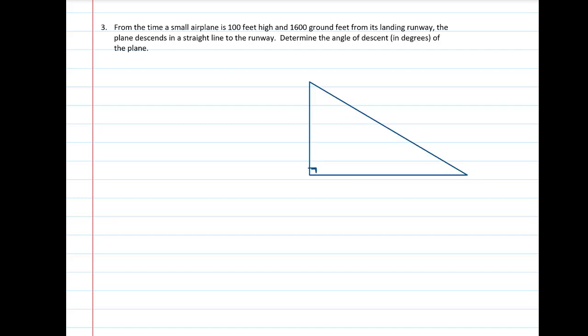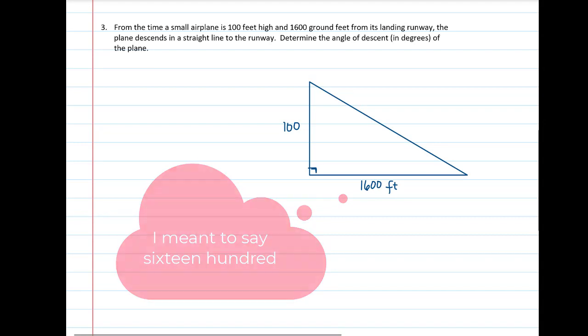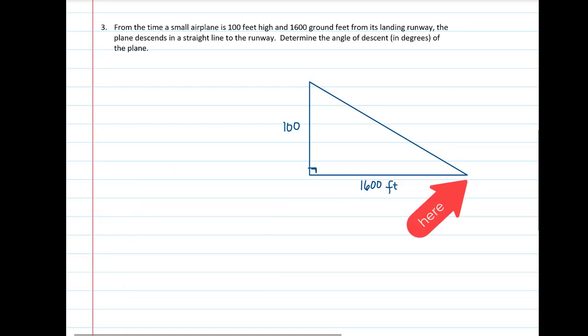Okay, so again, let's get the picture of what's going on. We have an airplane here, and it's going to descend this way. And this, guys, by the way, is by no means up to scale. This is just to give us the idea of what's going on. But let's pretend this height is going to be 100 feet, and the ground distance from the landing is 1,600 feet. Let's assume this is our landing runway right here, and the airplane starts to descend at the point where it's 100 feet high. And we want to find the angle of descent.